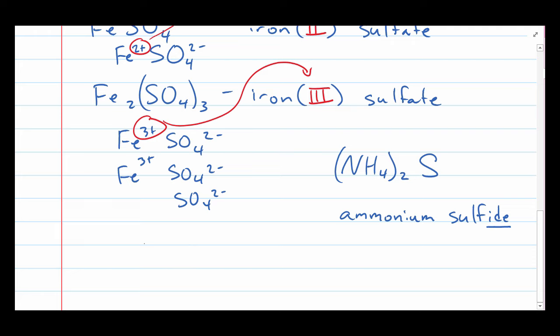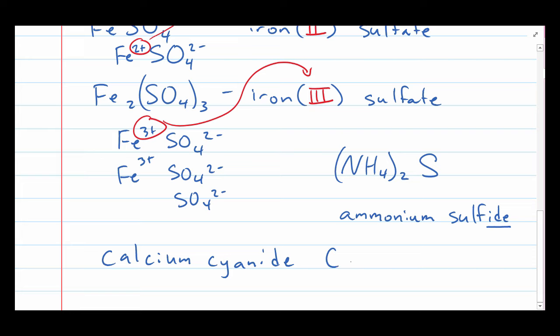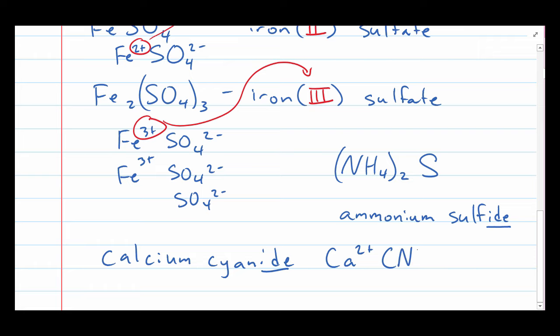Let's just do another one real quick here. Let's say that we have calcium cyanide. Based on its position in the periodic table, calcium will always have a charge of 2+. Cyanide now, even though it has the IDE suffix, is one of those weird polyatomic ions to memorize. That's this one right here, CN with a negative charge.